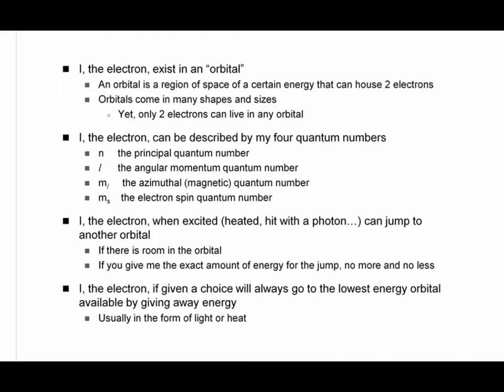But the key thing is an electron exists in an orbital. And what an orbital is, and this is important, it's a region of space of a certain energy. That's the key point. That can house 2 and only 2 electrons. Only 2 electrons can be in there. They come in many different shapes and sizes. It doesn't matter how big or small they are. Only 2 electrons can go in there. And they don't have to have 2. They can have 1 or they can have 0.